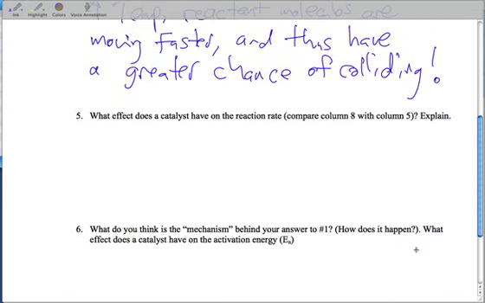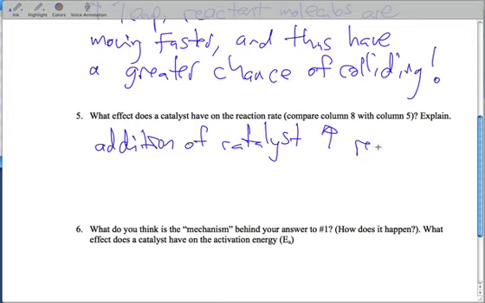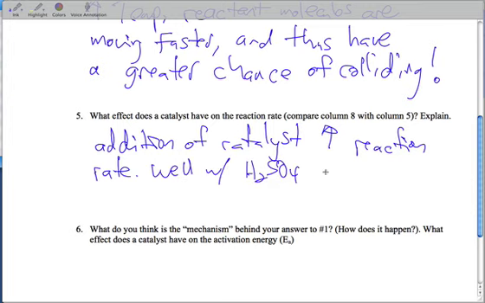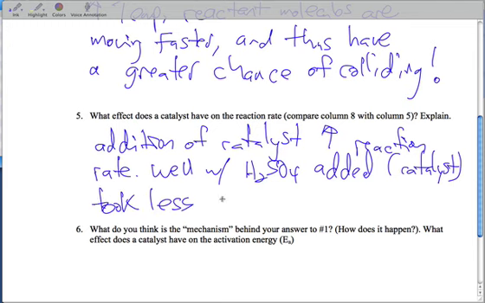Number 5. What effect does the catalyst have on the reaction rate? Okay. Addition of catalyst increases reaction rate. The well with H2SO4 added, okay, and that was the catalyst, took less time to react.